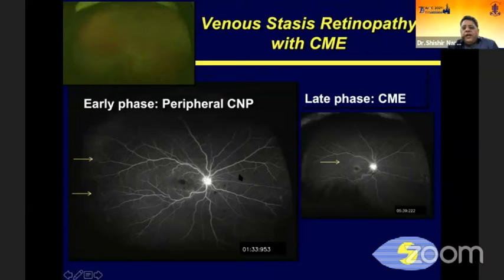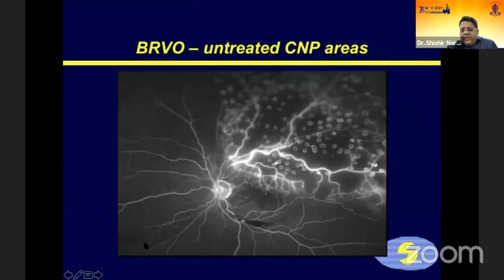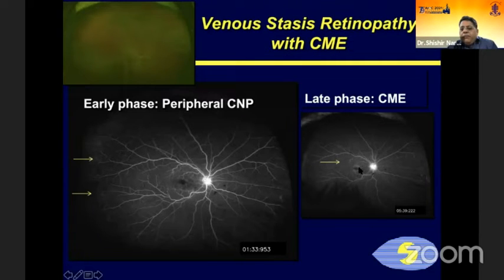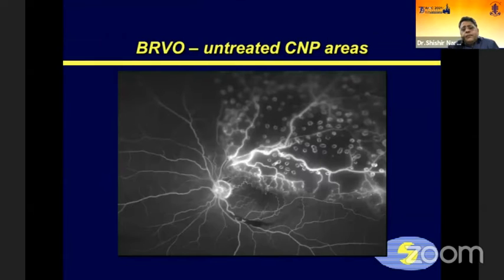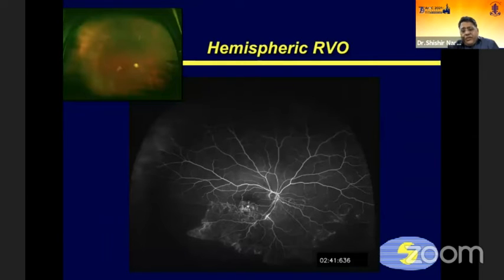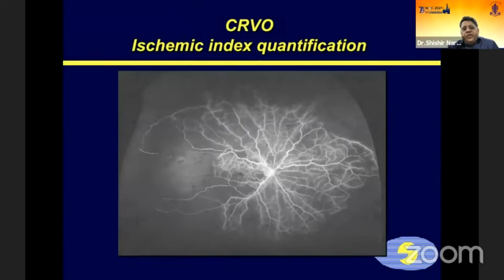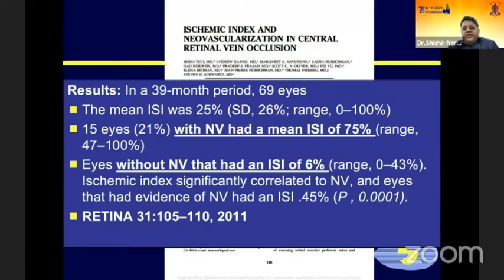So here is a CRVO, or rather I would say venous stasis, and you have these CNP areas over here, and the late frame is showing you the development of macular edema and disc edema. Whether this is related or not can be seen after you do the laser treatment to these areas. And here is a hemi CRVO, and you can see the large confluent areas that require immediate treatment to prevent neovascularization. The ischemic index here would be as high as 70 or 80% in these cases.